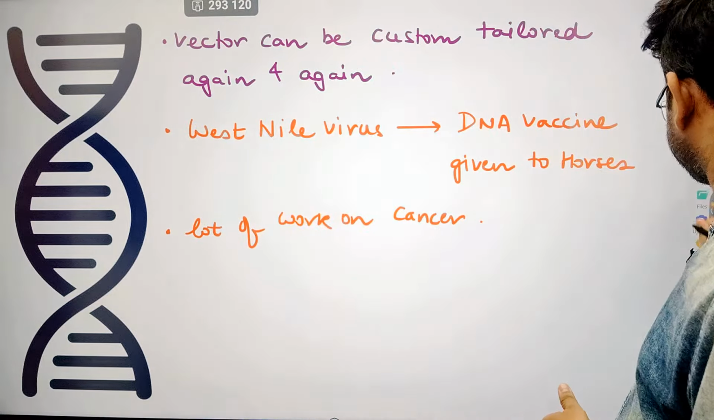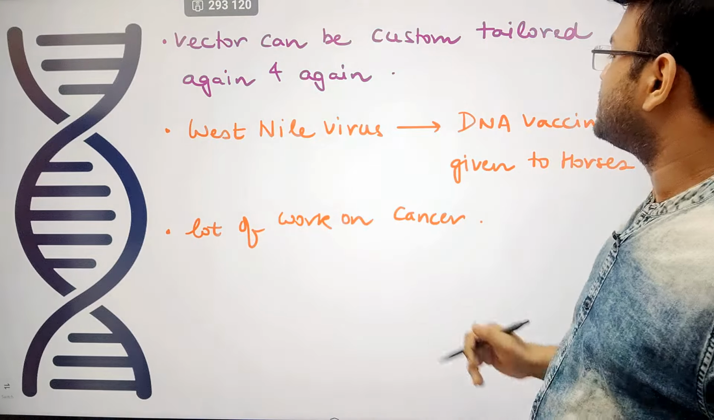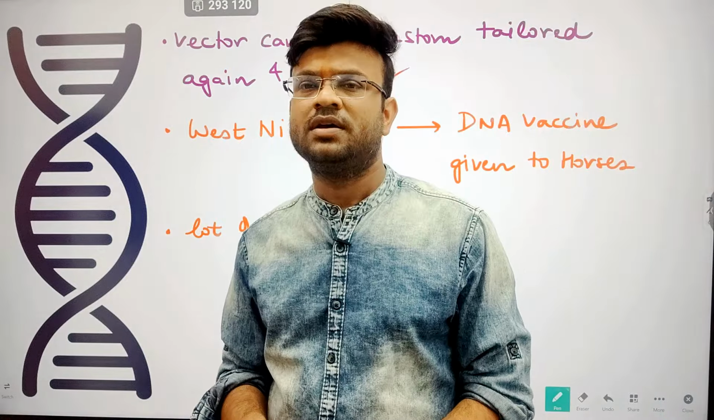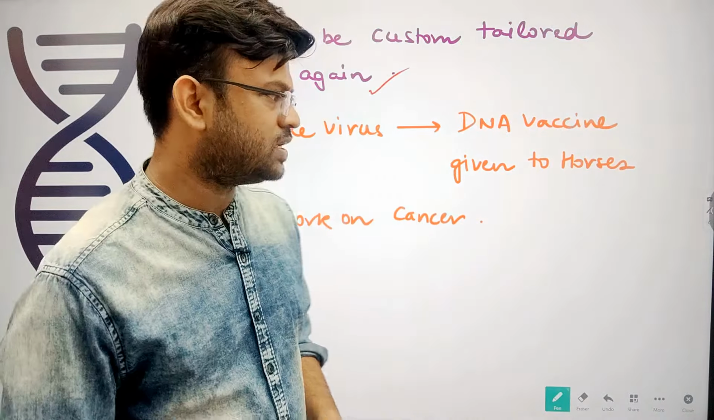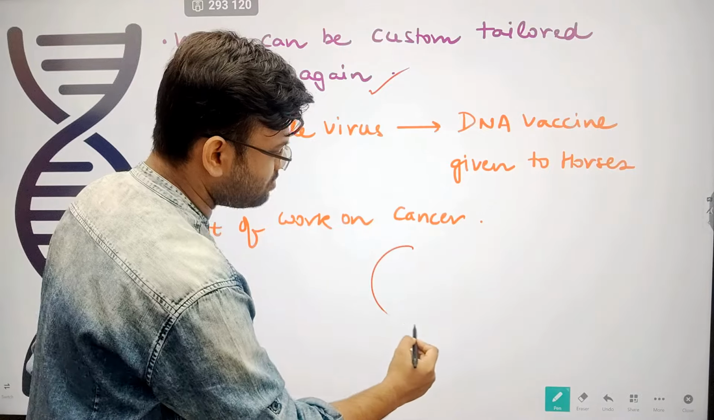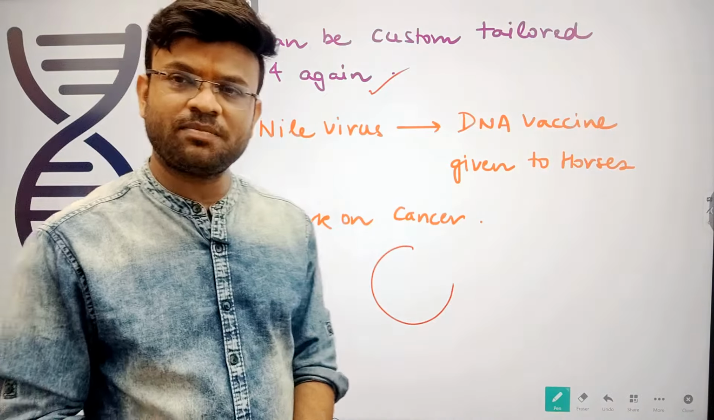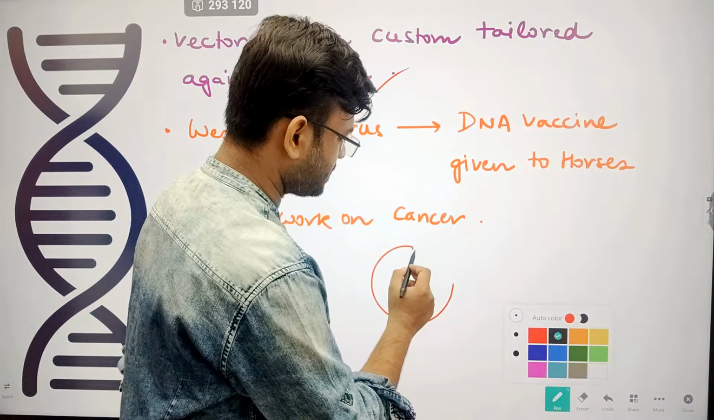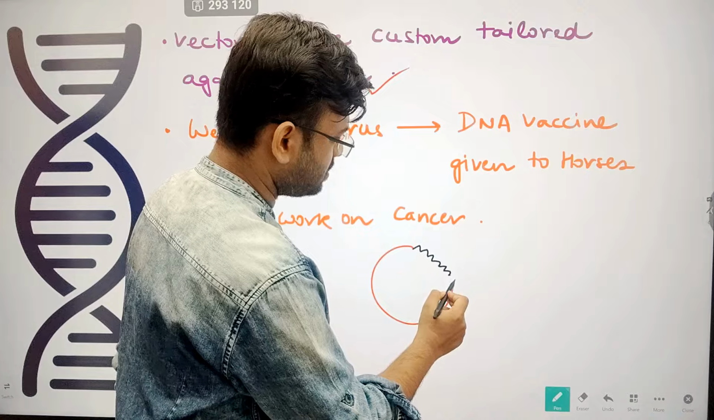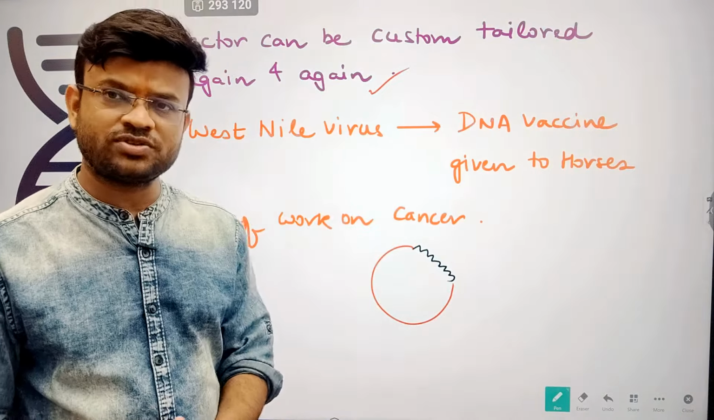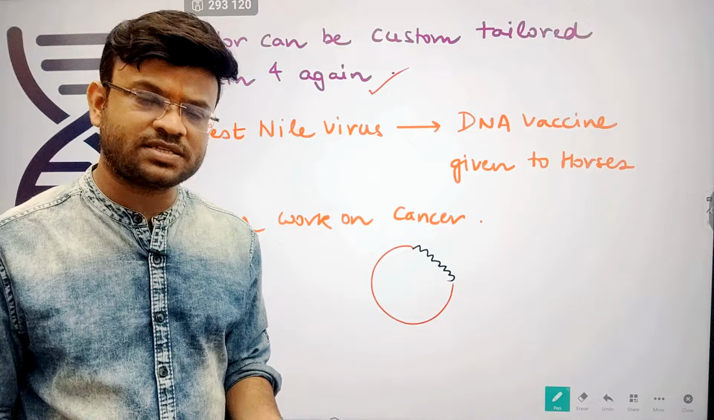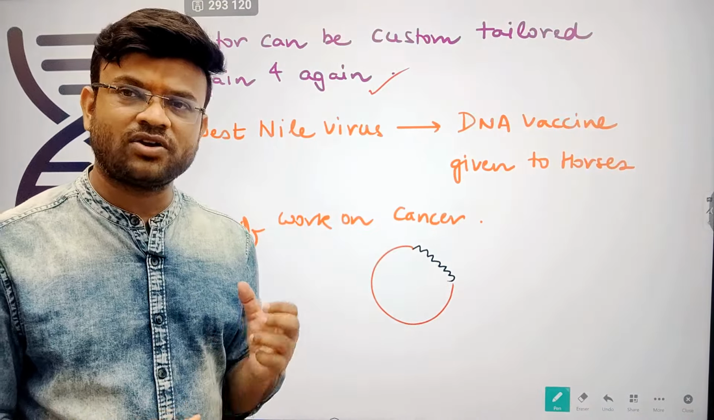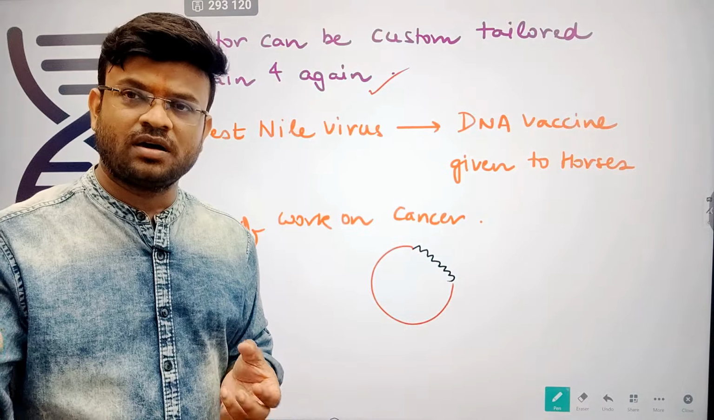Coming to the next point, vector can be custom tailored again and again. Now this is a very, very important feature of the DNA vaccine. That means if you have made the vector once, suppose I have made the plasmid once, now I can keep on injecting the proteins from different types of pathogens. So the vector is the same, the plasmid is the same, and I am again and again changing the important DNA, or the DNA coding for the pathogenic protein.